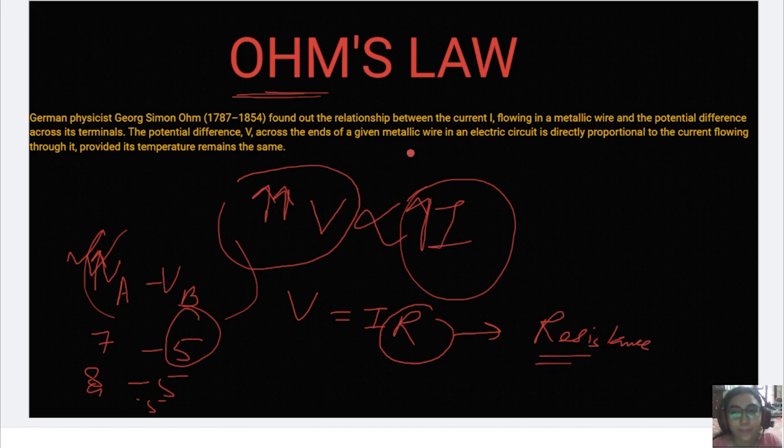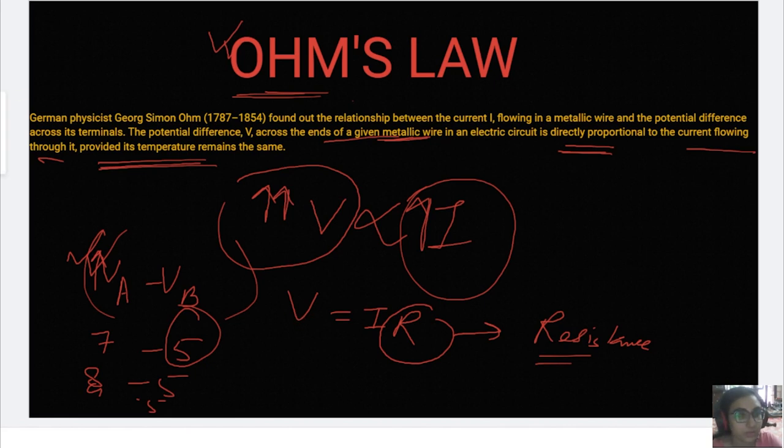So basically, Ohm's law states this only, that the potential difference V across the ends of a given metallic wire. Why is it necessary to be a metallic wire? Because metals are the best conductors of electricity. So the potential difference V across the ends of a metallic wire in an electric circuit is directly proportional to the current flowing through it, provided its temperature remains the same. So temperature cannot increase. Once temperature fluctuates or increases, Ohm's law will not be followed. So as long as the temperature in the metallic wire remains same, the potential difference between the ends of a metallic wire is directly proportional to the current flowing through it.